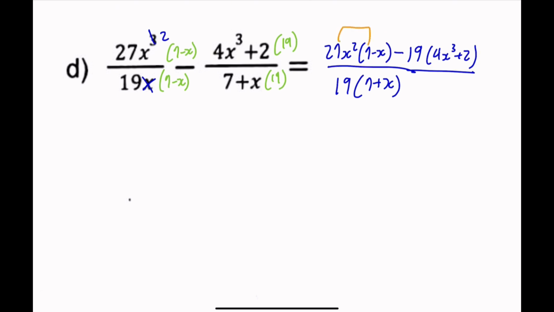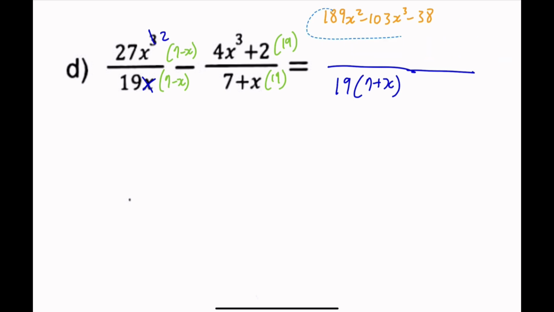That's going to be 27 times 7, what's that? 189x squared, and this is going to be minus 27x cubed. This is going to be 19 times 4, so that's going to be 76x cubed minus 38, right? And so if we put these two together, then we are going to get minus 103x cubed minus 38. So that's going to be our actual numerator, like that. And that's just the answer.